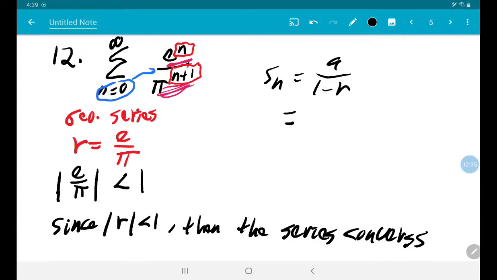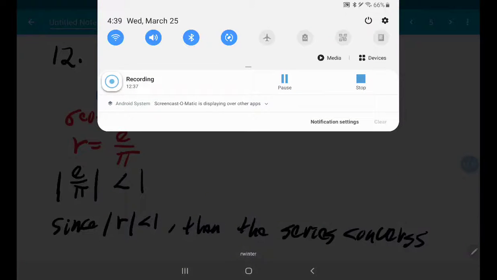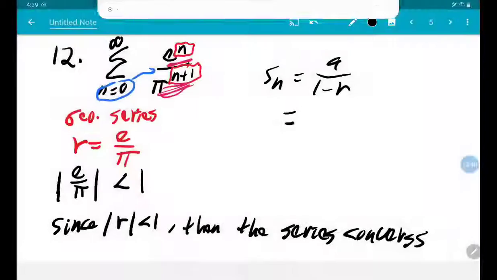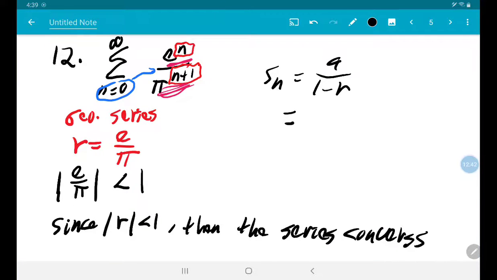Well, a is what I would get if I plugged in the first term, 0. And we already did that. That'd be e to the 0, which would be 1, over pi to the 0 plus 1, which would be pi. And then I divide it by 1 minus the ratio e over pi.